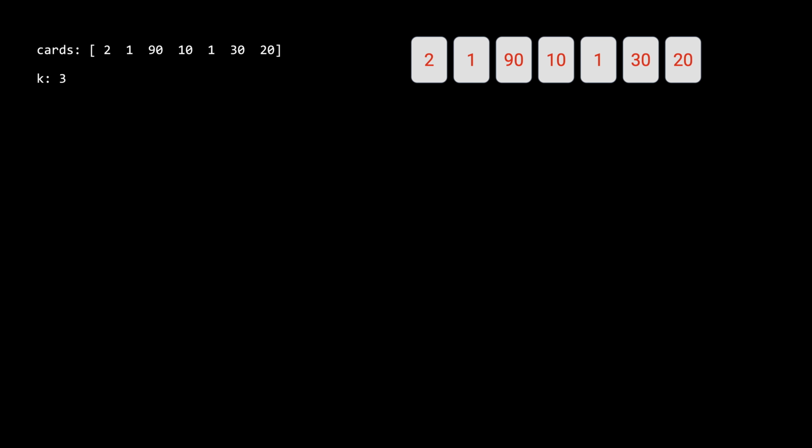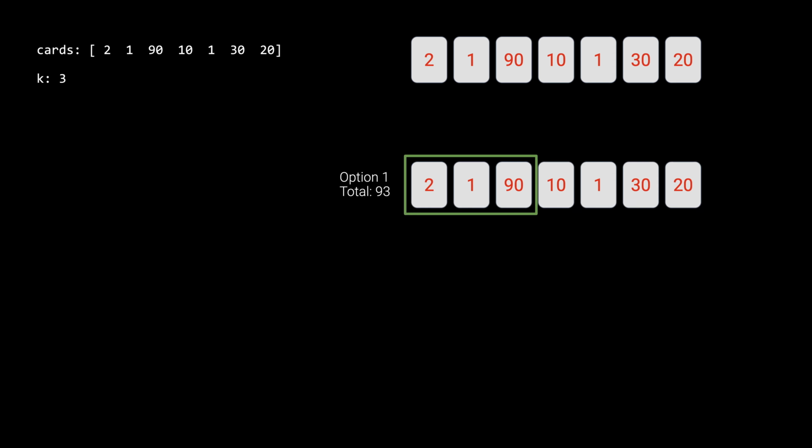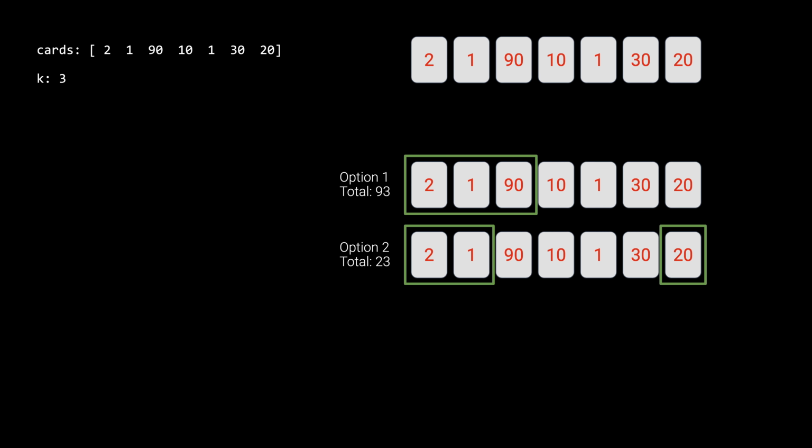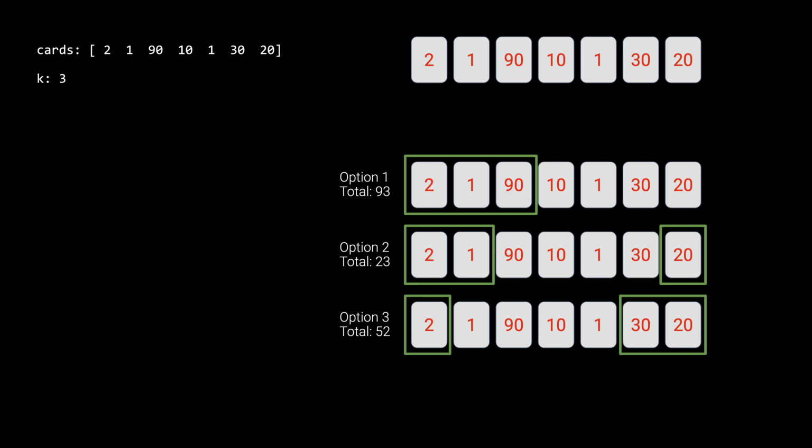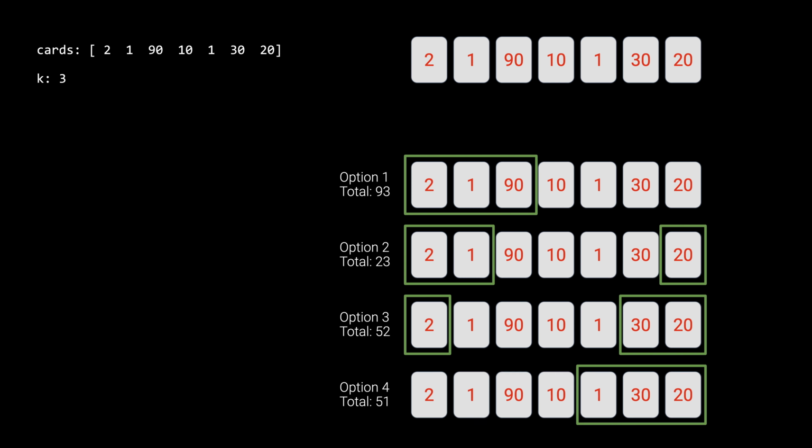Based on the input list, we have these cards, and because k is 3, we have 3 cards to choose from. There are multiple ways we can do this. We can always choose from the left side, or we could choose 2 cards from the left and 1 from the right, 2 from the right and 1 from the left, or all from the right. In this particular example, the best answer is option 1, which gives us the largest sum of 93. So that is what we would return.